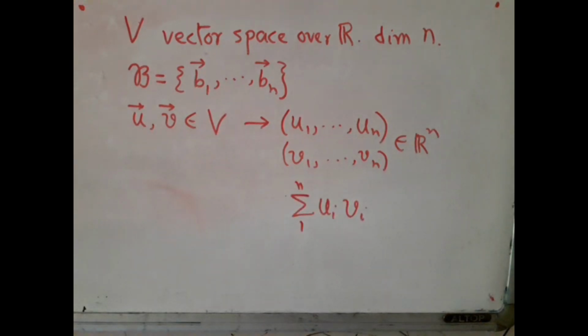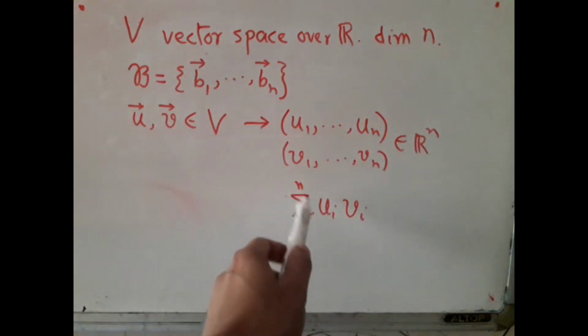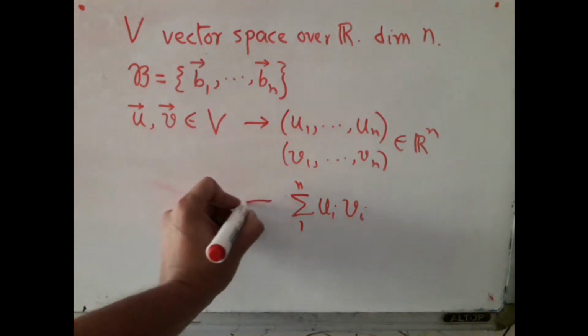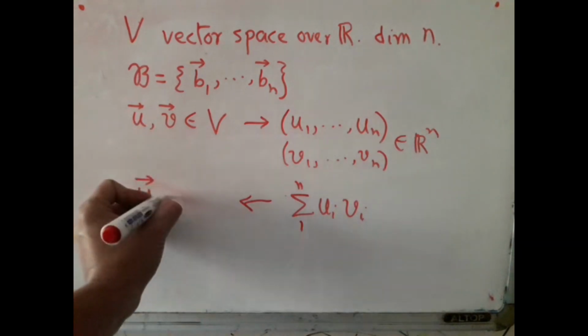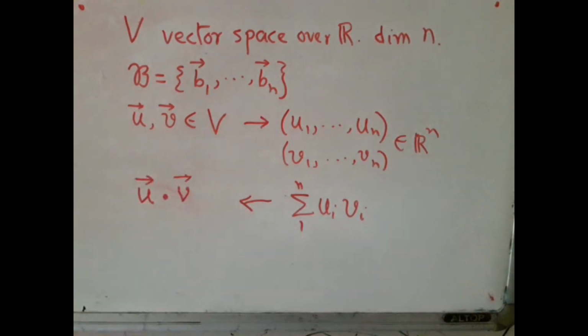Then we define the usual dot product in Rn as summation ui vi and use this to define a dot product in the vector space V. So we use this as the definition.